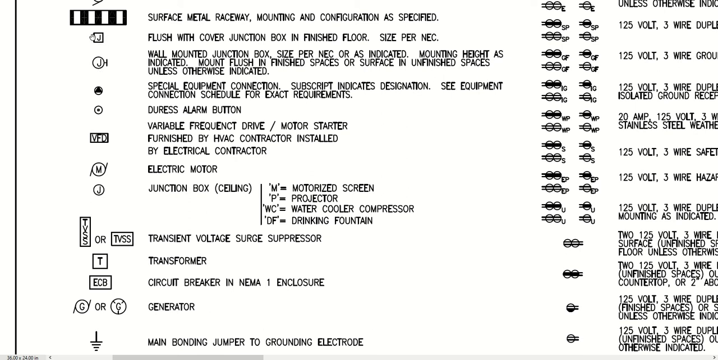Here you can see this would be a floor box. This would be a wall-mounted box, and this would be a box that's in the ceiling. We can even have some designators if it's for a projector or a motorized screen, things of that nature.